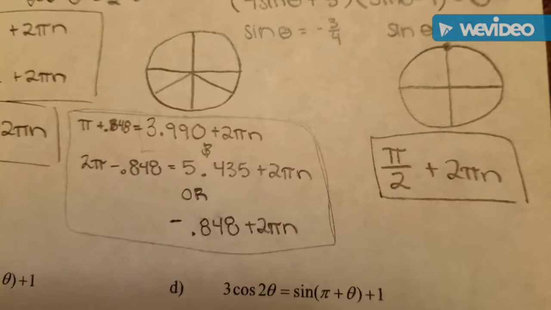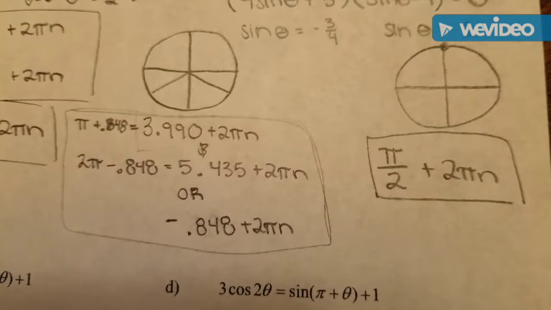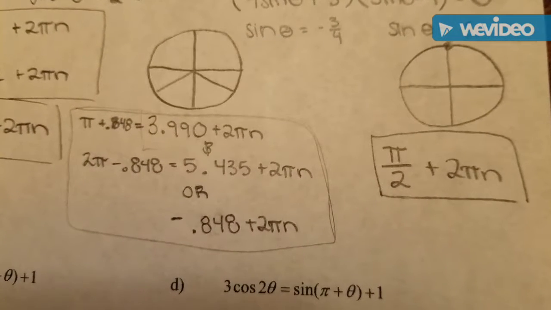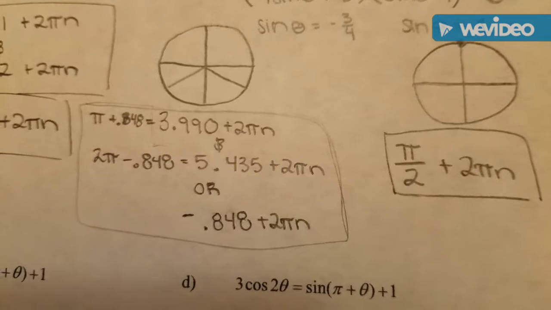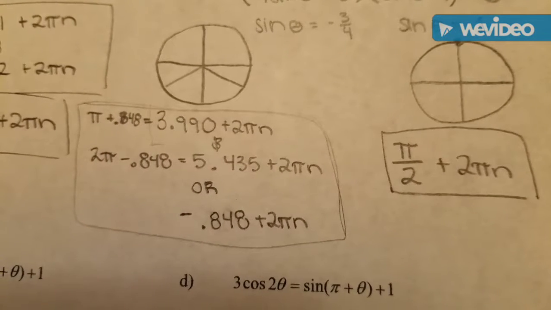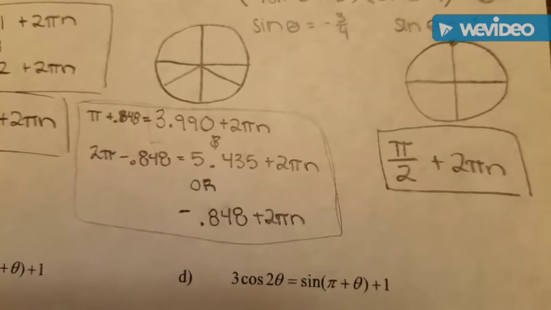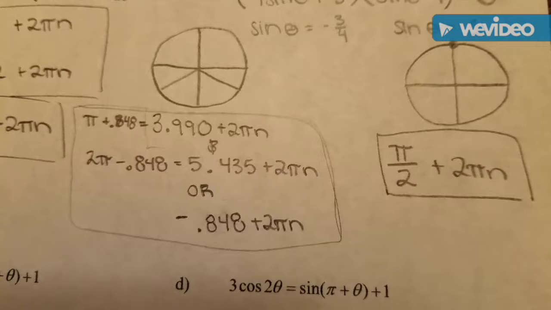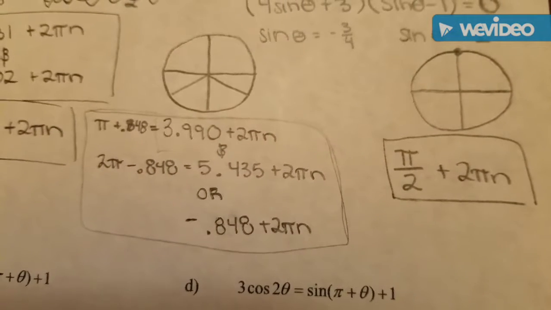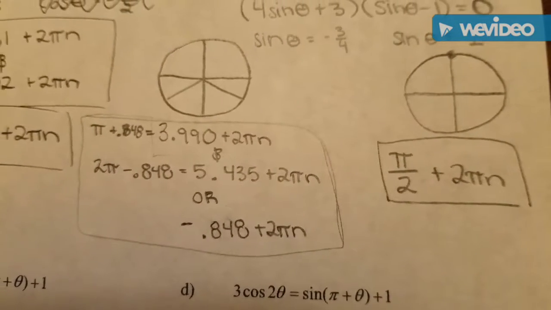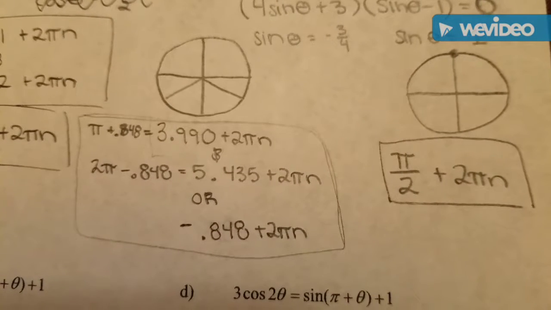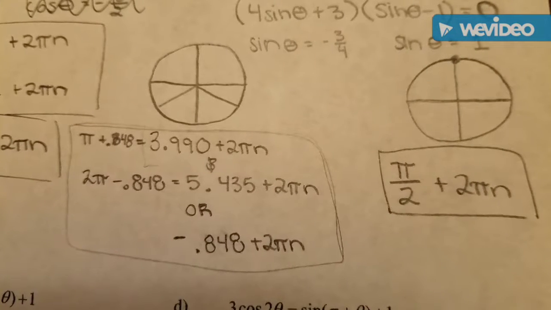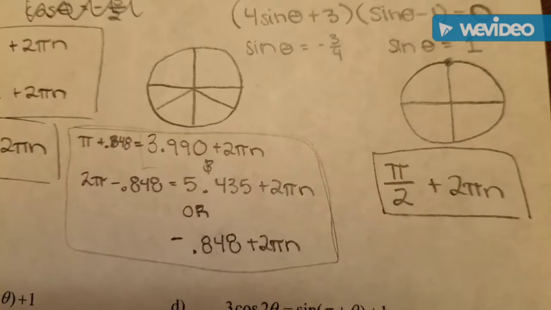So these are your three answers. You have pi over 2 plus 2 pi n. You have 3.990 plus 2 pi n and 5.435 plus 2 pi n. Or you could have 3.990 plus 2 pi n and negative 0.848 plus 2 pi n, depending on how you want to write the fourth quadrant value of sine theta equals negative 3/4.